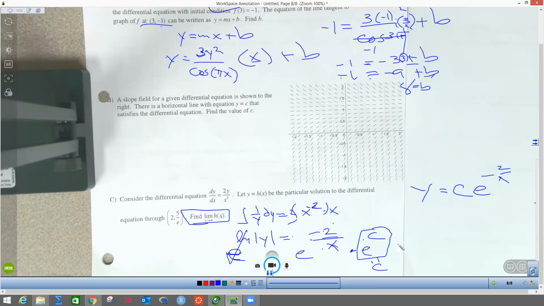Okay? And I've gone through this a million times in videos. Now I'm going to plug this point in and get my stuff. So y is 5 over E, which is going to equal C E to the -2 over 2. Okay, now you're going to have to go ahead and solve this thing. And then you're going to do the limit as x approaches infinity.